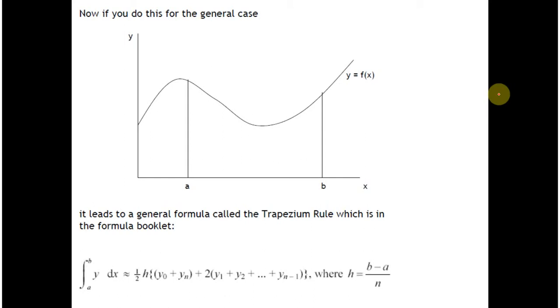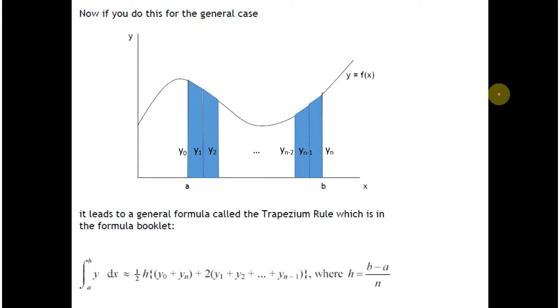Now, if you do this for the general case, it leads to a general formula called the Trapezium Rule, which is in the formula booklet. So we make our trapeziums, and dot dot dot, we're going to do a general case for any number of trapeziums. Now, to explain this formula underneath, we need to be able to use the correct notation. So y0 is the length of the first line, y1 the length of the second line, y2 the length of the third line, and this would continue up to the end. The last line will be yn, penultimate yn minus 1, the one before that yn minus 2.